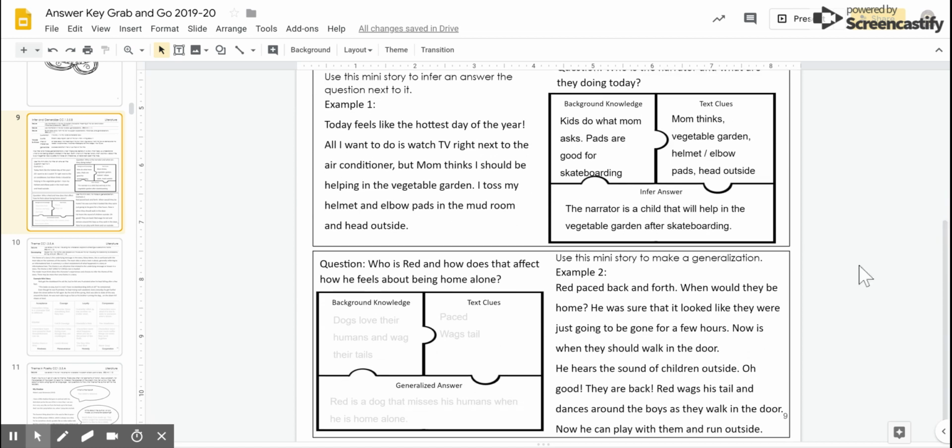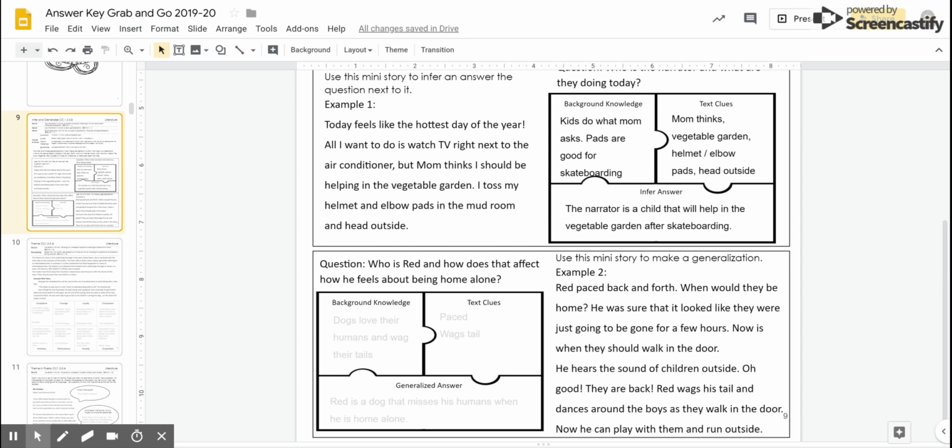in this second example. So the question is, who is Red and how does this affect how he feels about being home alone? And here's my story. Red paced back and forth. When would they be home? He was sure that it looked like they were going to be gone for just a few hours. Now is when they should walk in the door. He hears the sound of children outside. Oh, good. They're back. Red wags his tail and dances around the boys as they walk in the door. Now he can go play with them outside.